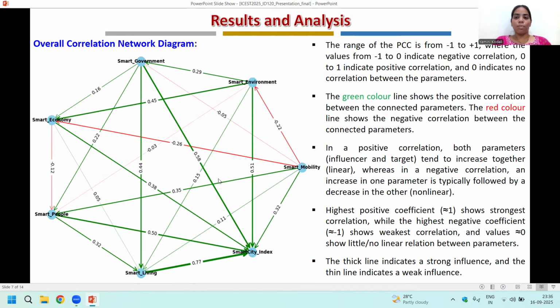Here, the green line shows the positive correlation between the connected parameters, and the red line shows the negative correlation between the connected parameters. In a positive correlation, both parameters, the influencer parameter and the target parameter, tend to increase together, whereas in a negative correlation, an increase in one parameter is typically followed by a decrease in the other, which shows a nonlinear pattern. The highest positive correlation coefficient shows the strongest relation, whereas the least positive correlation or highest negative correlation shows the weakest correlation. And the thick line indicates a strong influence and the thin line indicates a weak influence.